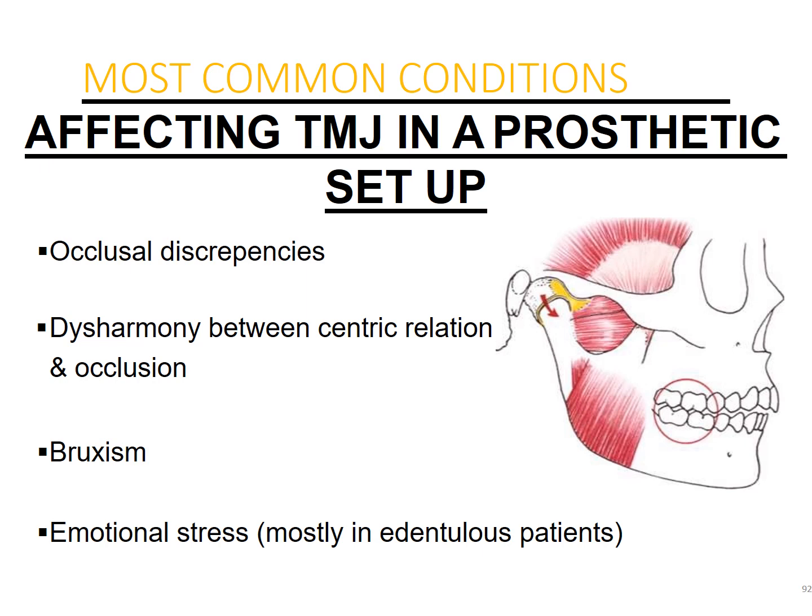The most common conditions that affect the TMJ with concern to prosthodontics and complete denture are occlusal discrepancies. When teeth are present, we have occlusal discrepancies because of pathology in the TM joint. There is disharmony between centric relationship and the maximum intercuspation, and this is seen in bruxism, bruxomania, when the patient is in stress or has any neurological problems, and this will cause problems in the joint.